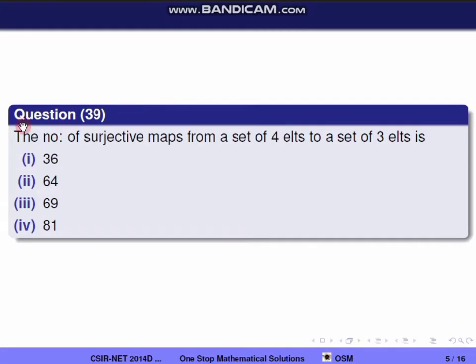Next question, question 39. The number of surjective maps from a set of 4 elements to a set of 3 elements is. So we have one set which contains 4 elements and another set which contains 3 elements. So we have to find how many surjective maps can be defined from the first set to the second set. So we look into the concepts used.